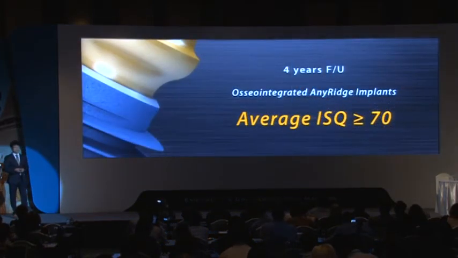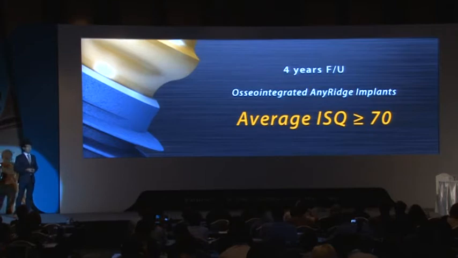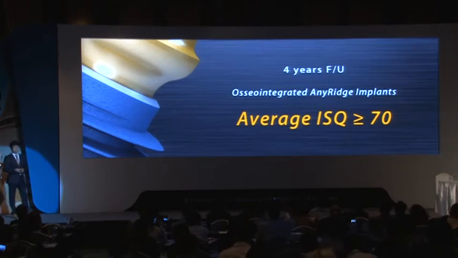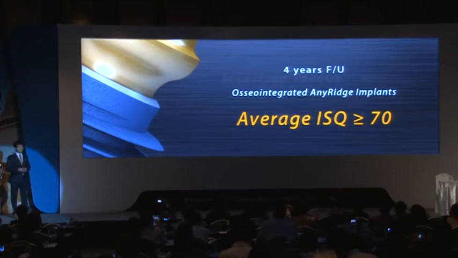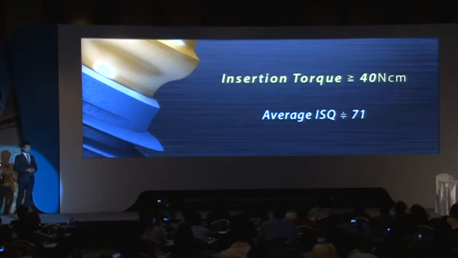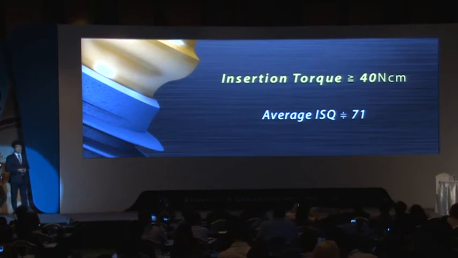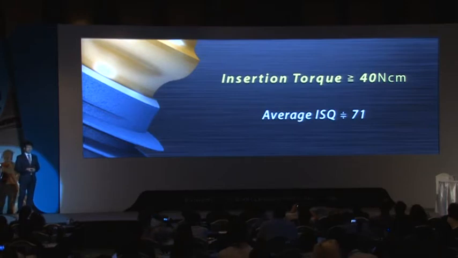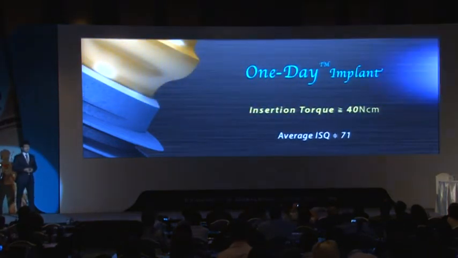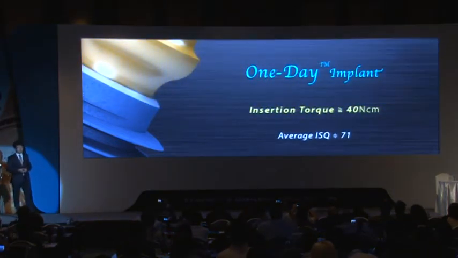I was presenting this in the Jeju Symposium last year. The average ISQ value of successfully osseointegrated Anyridge implants was over 70. And this value can be the guideline for prosthetic restoration of Anyridge. And I was also presenting this. The average ISQ value of Anyridge implants, which showed insertion torque above 40 Newton centimeters, was about 71. And I proposed this as the threshold value for immediate loading of Anyridge.